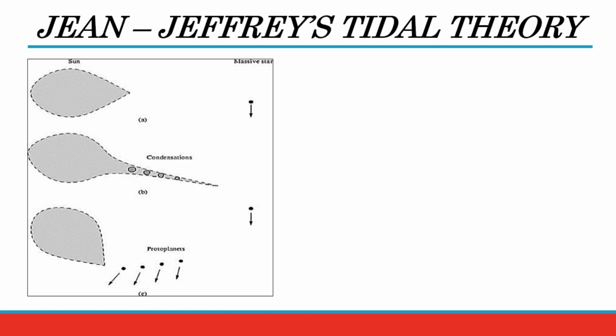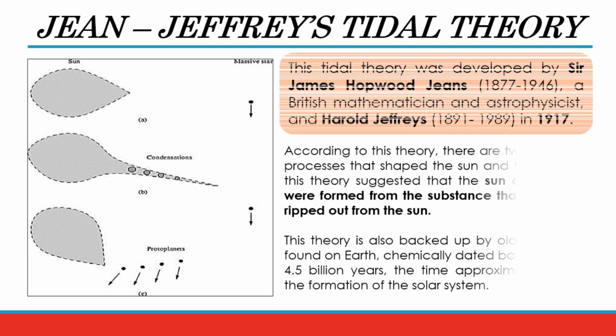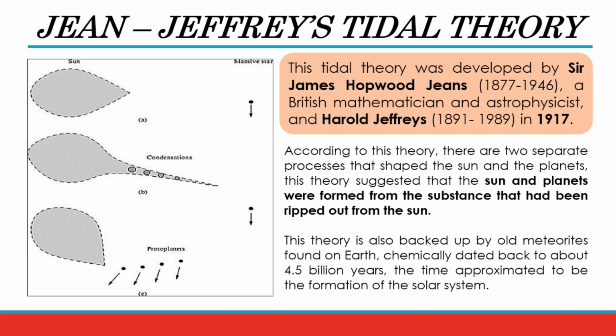Next is the Jeffreys tidal theory. This tidal theory was developed by Sir James Hopwood Jeans and Harold Jeffreys in 1917. According to this theory, there are two separate processes that shape the Sun and the planets. This theory suggested that the sun and planets were formed from substances that had been ripped out of the sun. So how do you think it happened?